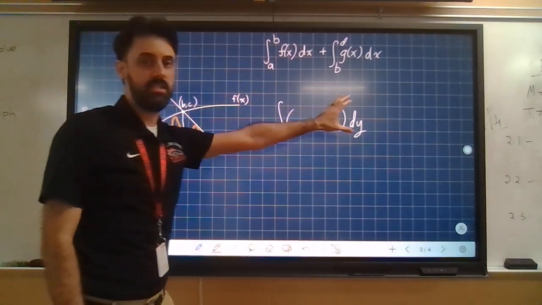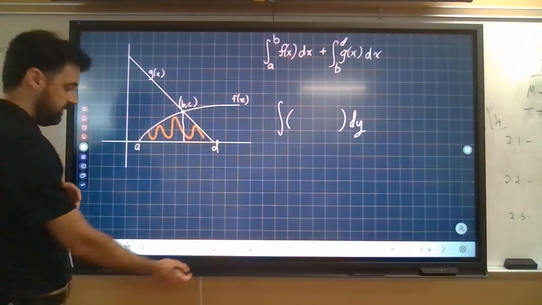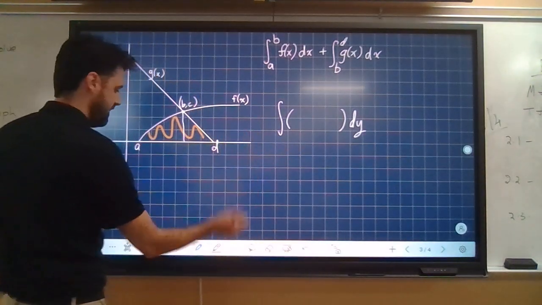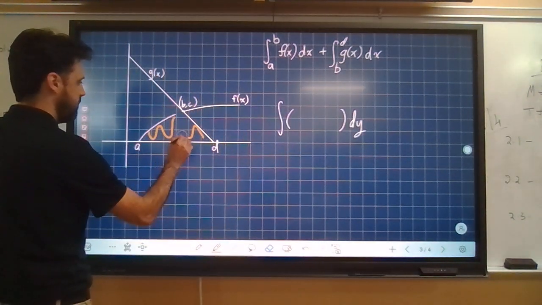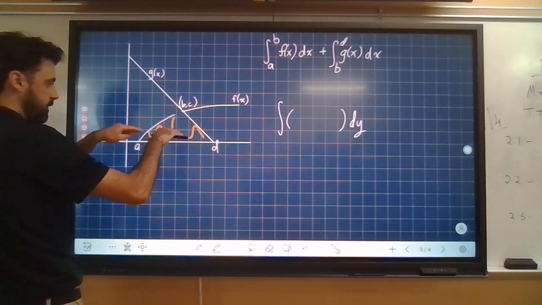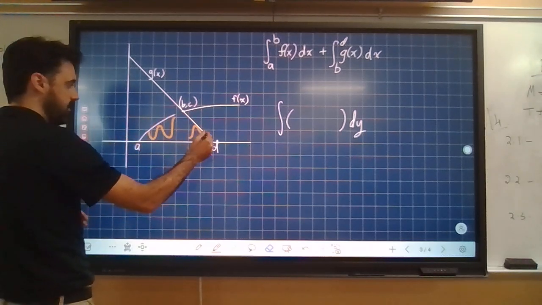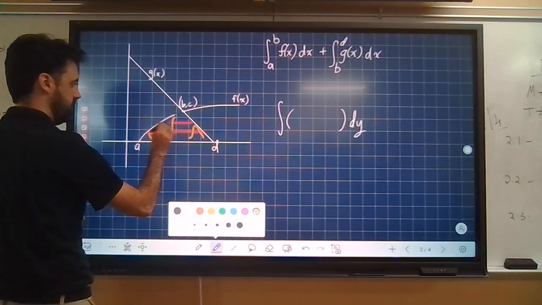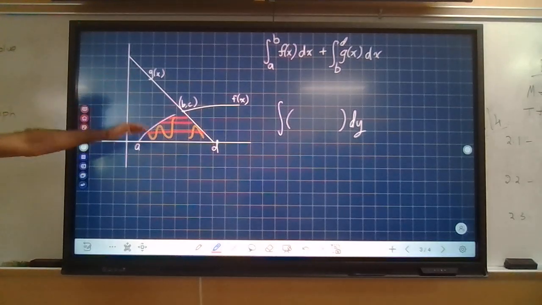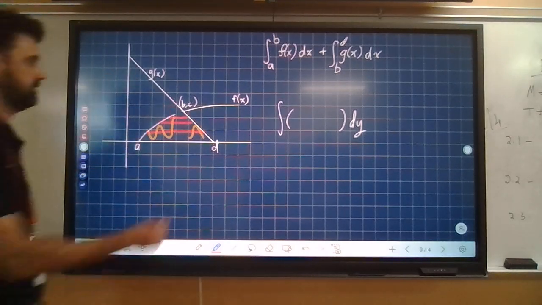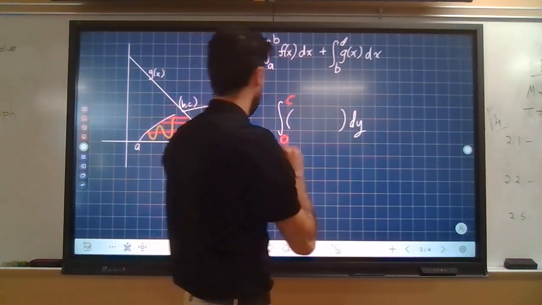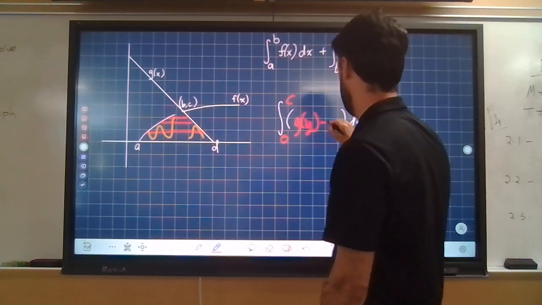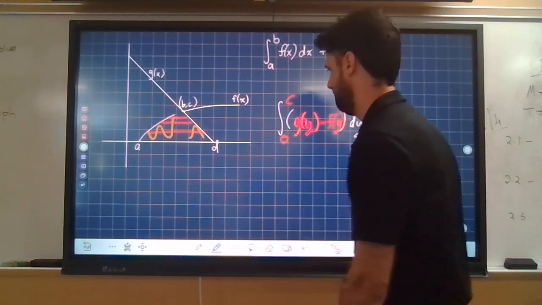If we wanted to do this as a dy, we could do that as well. I would go from bottom to top thinking horizontally, and so the right function is always over here, and this is always the left function. So again, the right function, left function. I can do this all as one interval. Bottom to top would go from 0 to c, and this is just like the last one. g of x was the right function, or g of y, minus f of y would be the left function.